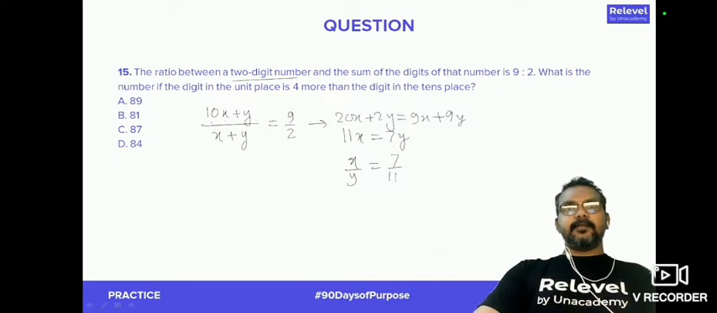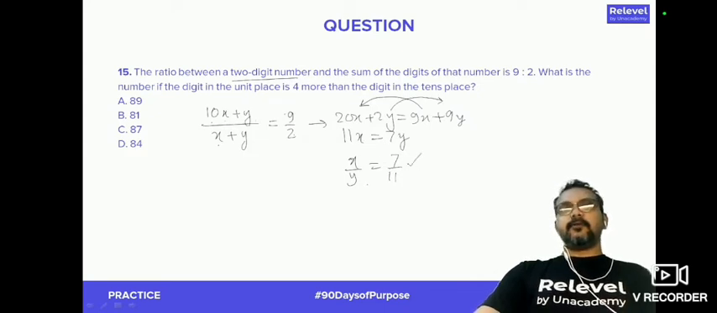Plus y, and the sum of the digits of that number is x plus y. The ratio is 9 by 2. So 20x plus 2y is 9x plus 9y. So 9 goes this side, 20 minus 9, 11. The 2y goes this side, 9 minus 2 is 7. X over y comes out to be 7 by 11.